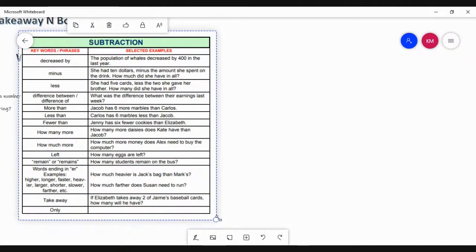So if I wanted to flip this around, I would say, okay, she had $11 minus the amount she spent on the drink. How much did she have left over? So if she had $11 and she spent $1 for the drink, or minus the amount she spent for the drink, which was $1, how much did she have left? That would be the $10.